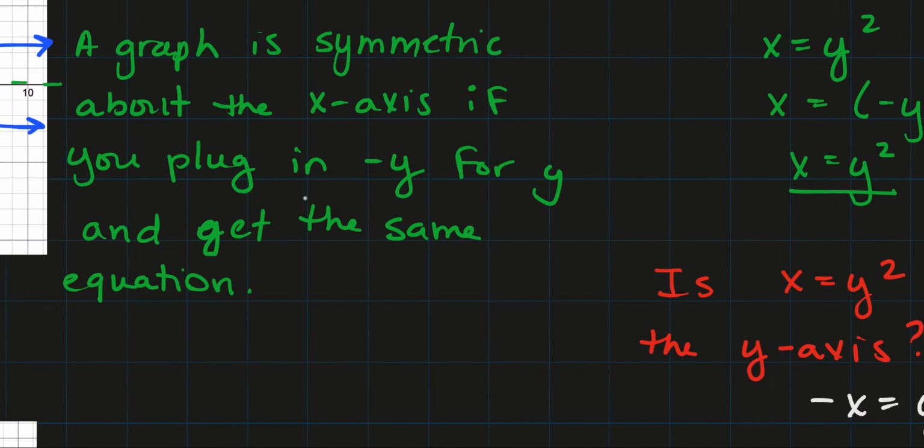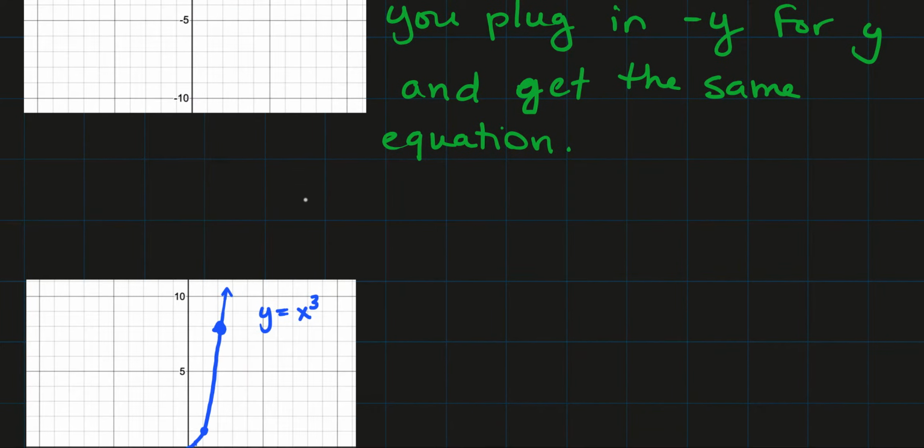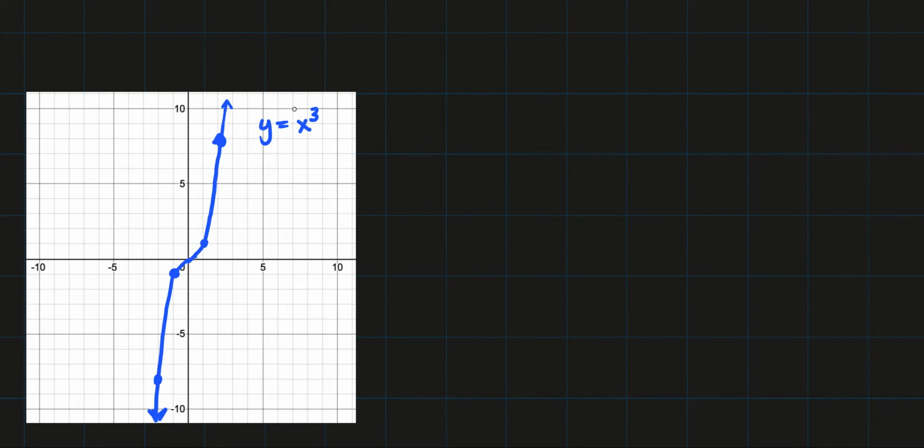Okay, let's look at another example. This one is y is equal to x cubed. Now, let's review. We had symmetric about the x-axis and symmetric about the y-axis. Is it symmetric about the x-axis or y-axis? The answer is no. Why is that?